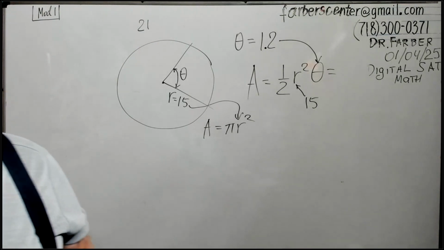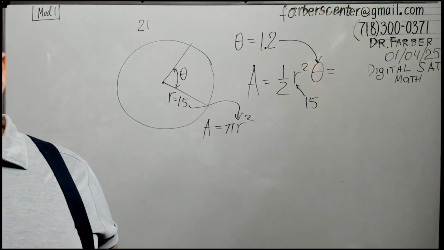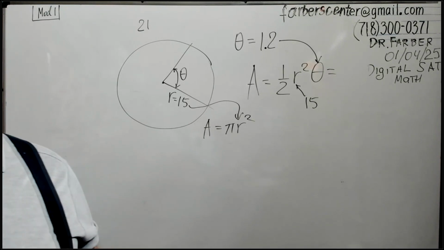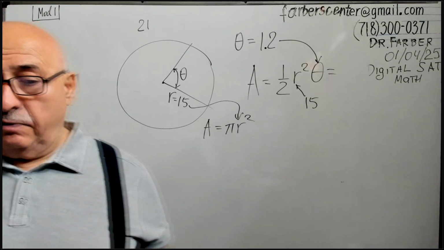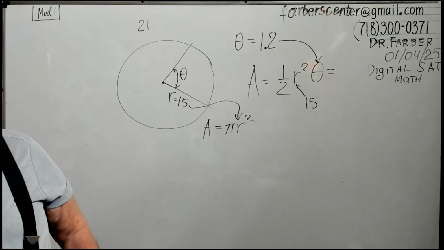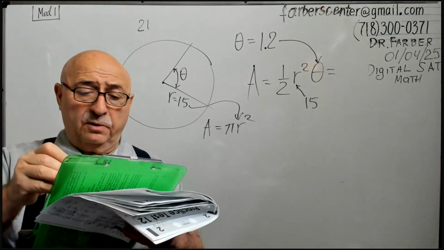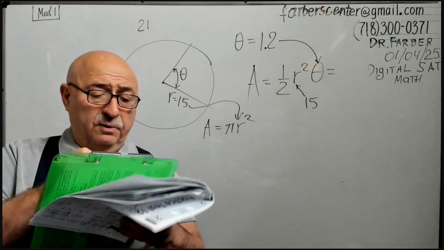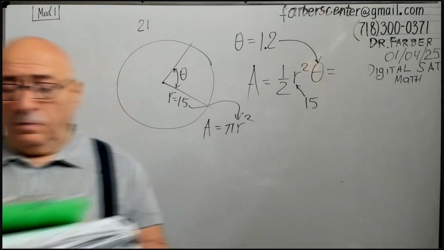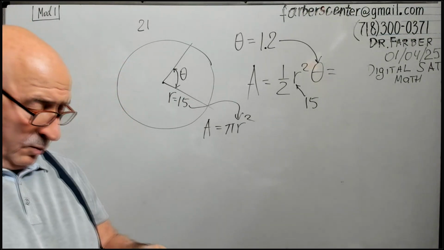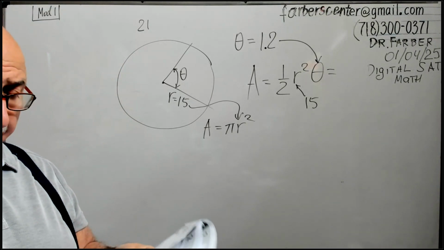Everybody remember, put your hands down. Everybody remember what a radian is, right? Yes, good. Radian is a very convenient way, much better than degrees. Very natural. Okay, this one, 21.